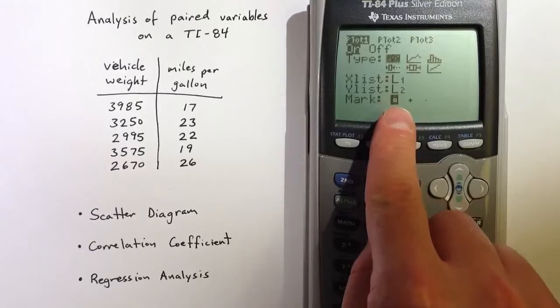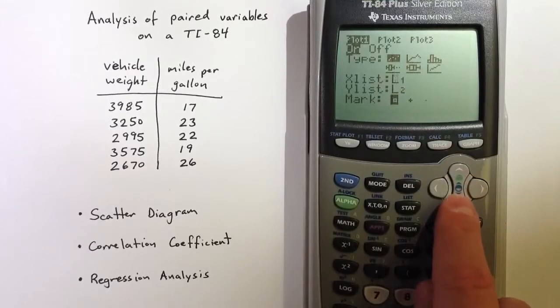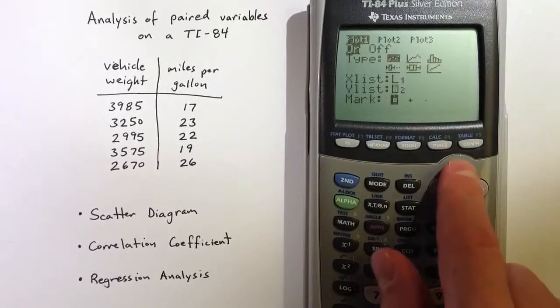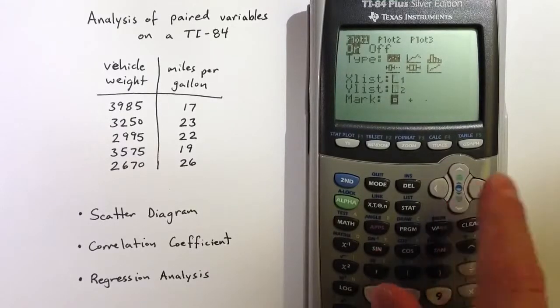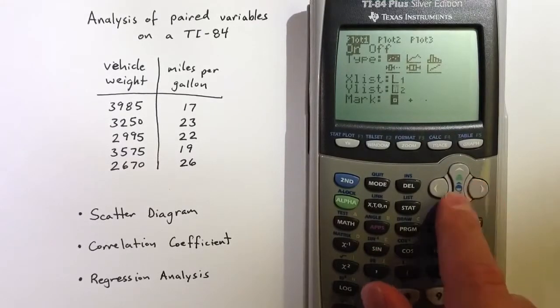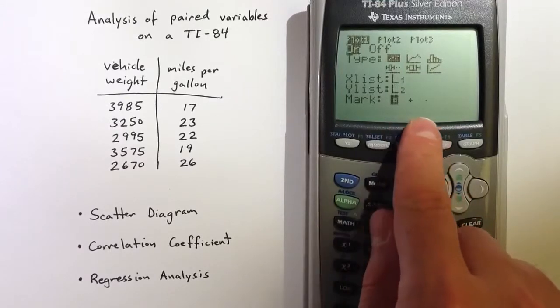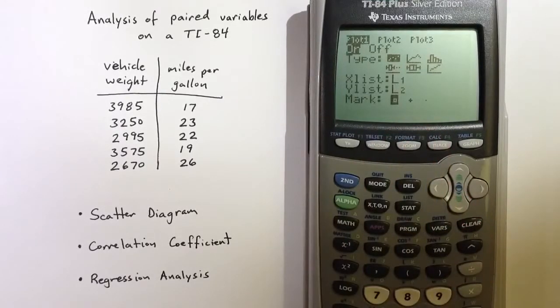The data we entered was in list 1 and list 2, which are the default settings. If your data was somewhere else, you would want to identify the lists that the data is in. We could also choose a couple different marks. If you were making more than one scatter diagram, you'd want to choose a different mark for each one.